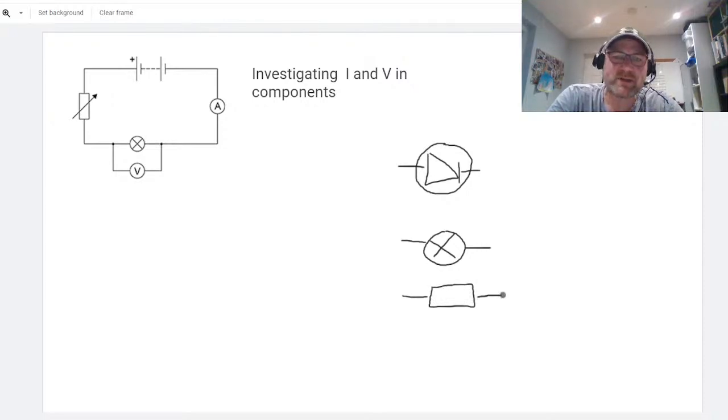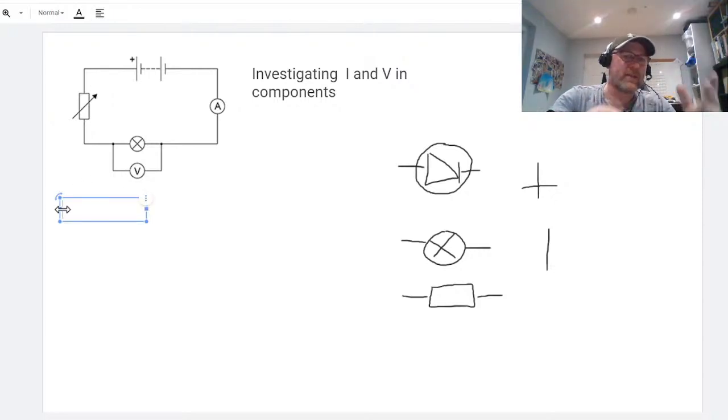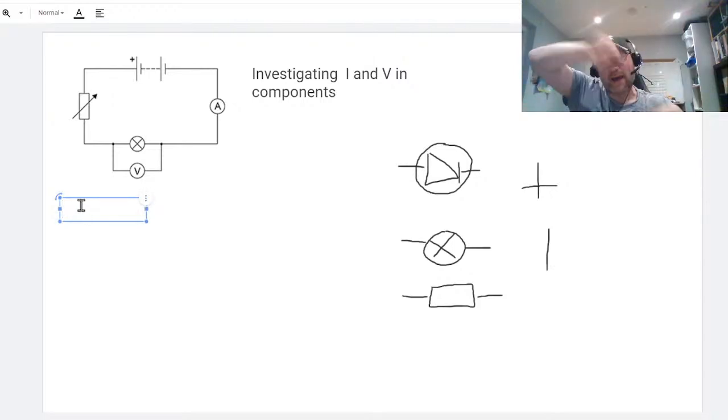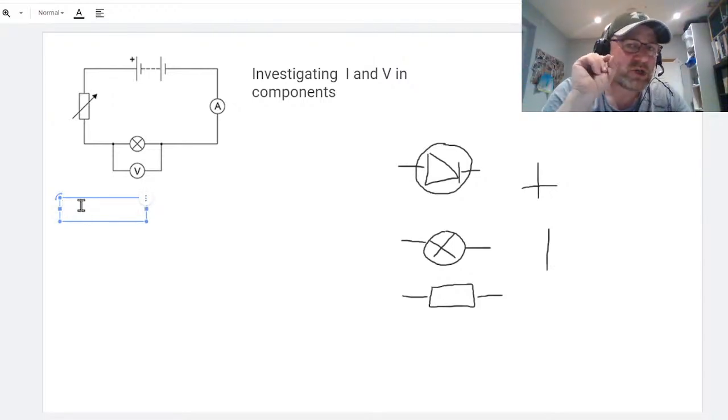So you have to know how to do this practical for any one of these, okay? Each of them gives you a slightly different graph, which I'm going to go through in a second. Let's go through the practical. You guys have smashed it with the components. So this one is set up for a light bulb. Notice we need a variable resistor. That's the rectangle with the arrow through it. That is so you can change the current.